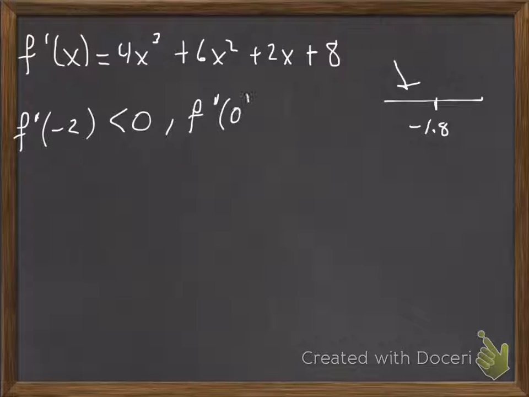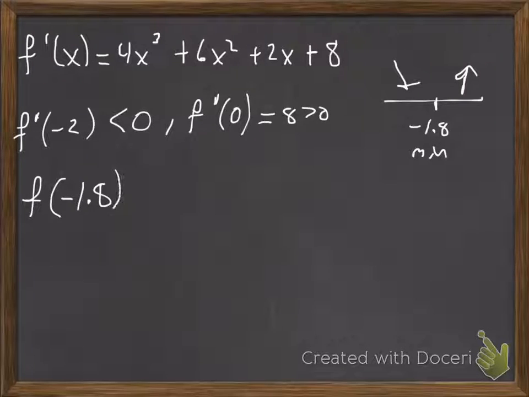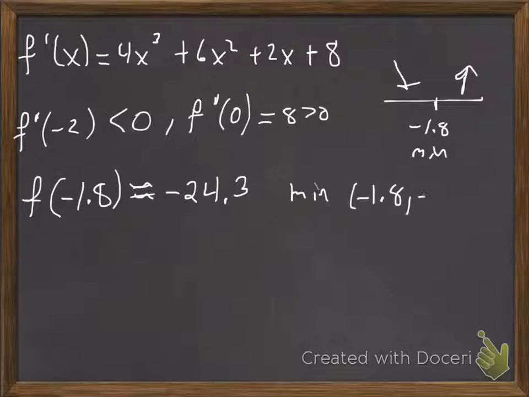Then I plugged in something like 0, and we know what that is. That's 8, so that's easy to see, so that's increasing. So I went from decreasing to increasing, so the first derivative test tells us that that's going to be a minimum. Now to find the y value that goes along with that, I have to go back to the original function and plug in negative 1.8, and I got about negative 24.3. And that's going to be my minimum of the function here.